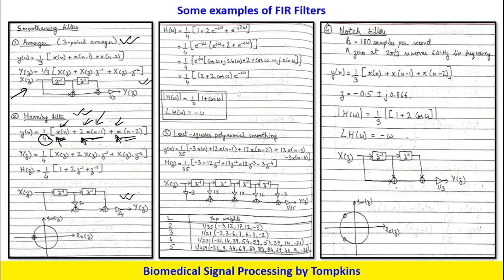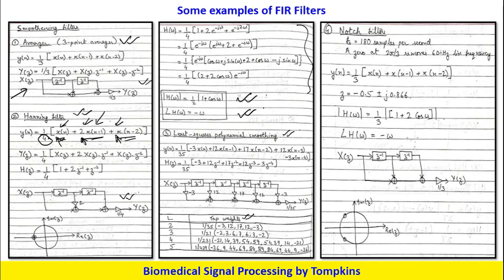Once you have done this, we can easily find out the amplitude response and phase response. The method I have already told you, so I am not going into that. Now, least square polynomial smoothing.